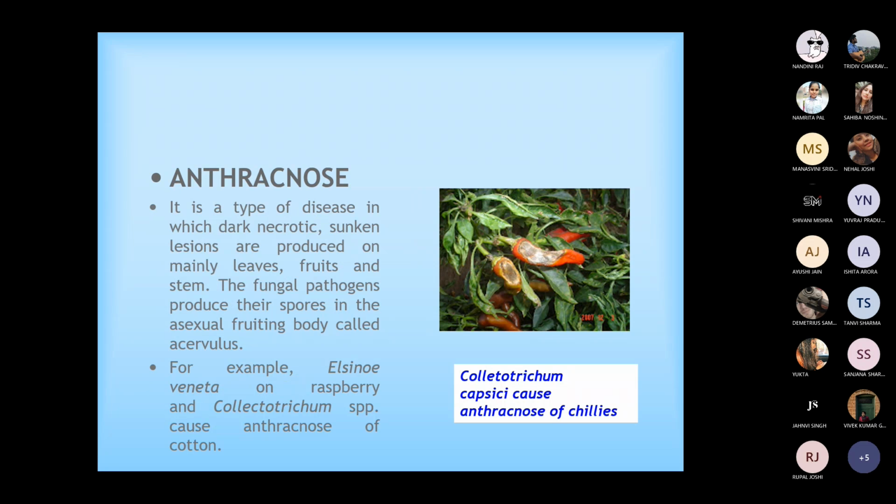Then we have anthracnose. Again, it is a type of disease in which dark necrotic sunken lesions are produced on the leaves, fruits, and stem. The fungal pathogens produce their spores in the asexual fruiting body, which is called acervulus. An example is Colletotrichum capsici, which causes anthracnose of chilies. On the chilies, you can see the total fruit is destroyed. We cannot consume the chili fruit here, right, due to this disease.